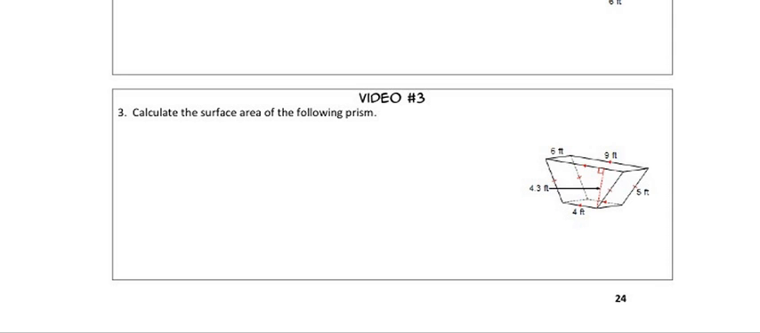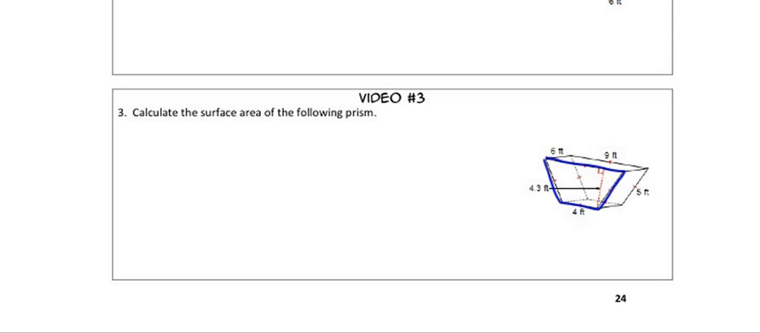I'd like to highlight something about this particular prism, mainly that the base is a trapezoid. So this is a trapezoidal prism. As I mentioned, we have to calculate the area of each of the faces of this figure in order for us to find the surface area.